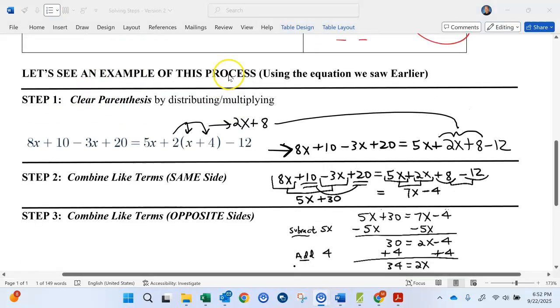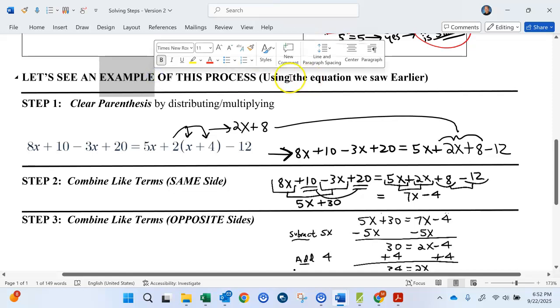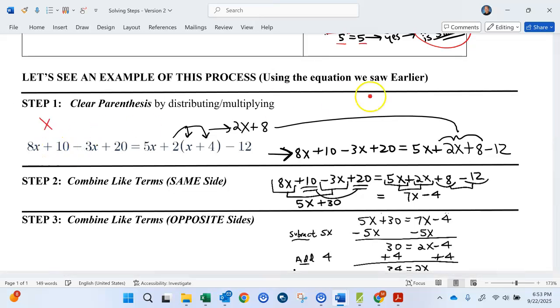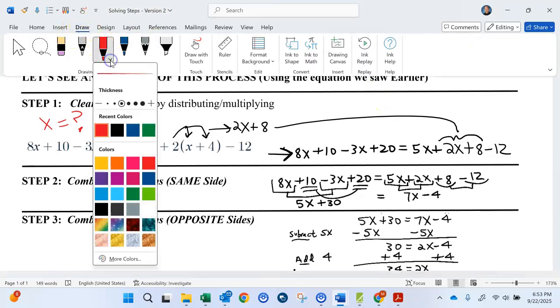Okay, so what we're going to do now is see a long example of a big equation. And it's going to be this long equation right here. What is x equal to, right? That's what we're going to try to find out. What is x equal to, question mark. So I want you to look at that, and then I want you to think about all the steps we went through, okay?